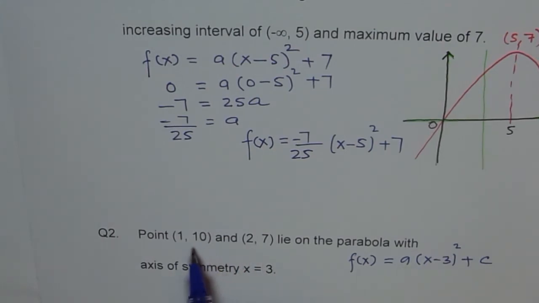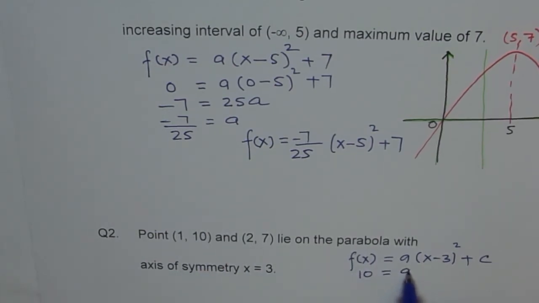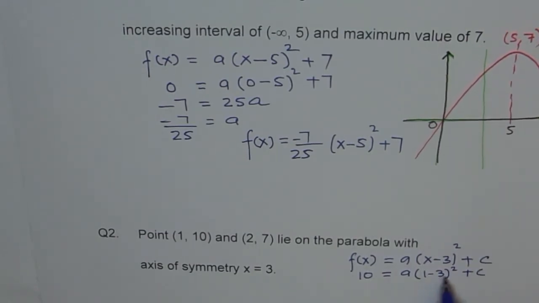So for example, if you use (1, 10), x will be 1 and y will be 10. You'll get the first equation. Let me do that for you. So you write 10 = a(1 - 3)^2 + c, right? You can solve it further. 3 square is 9, so we get 10 = 9a + c, right? The second equation will be using the point (2, 7). This is the first equation, right?